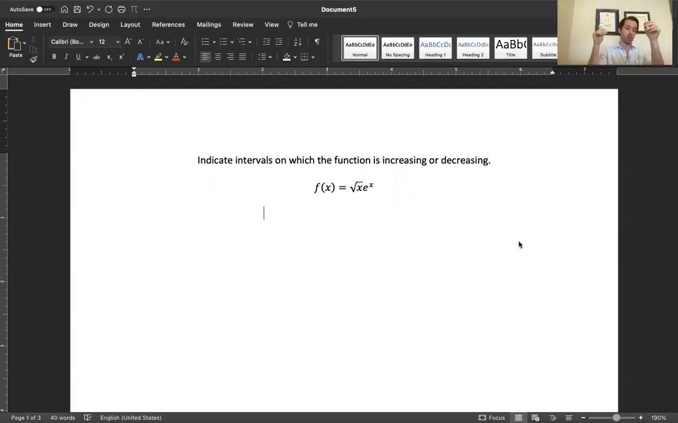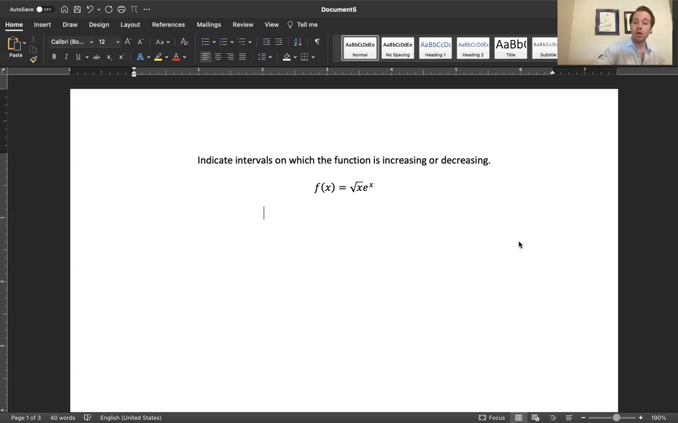Guys, we are going to indicate intervals on which this function is increasing or decreasing. This is going to give us some practice with the product rule and also give us a little bit of rehearsal with what it means for a function to be increasing or decreasing when it comes to appealing to its derivative. So, step numero uno, as it often is here, is going to be to take a derivative.